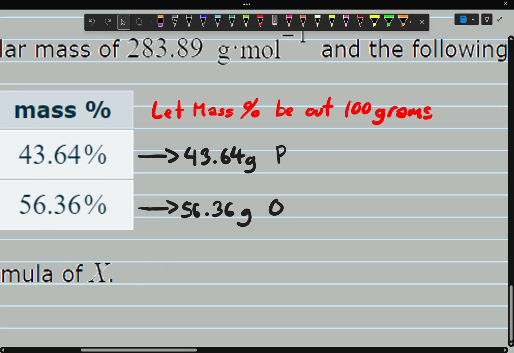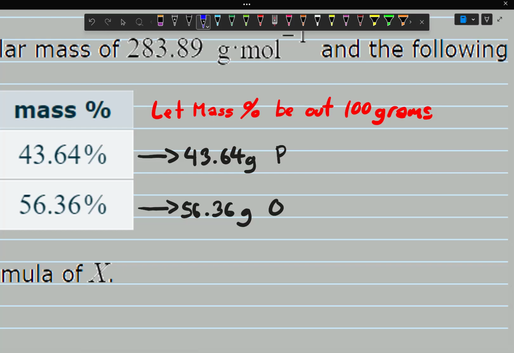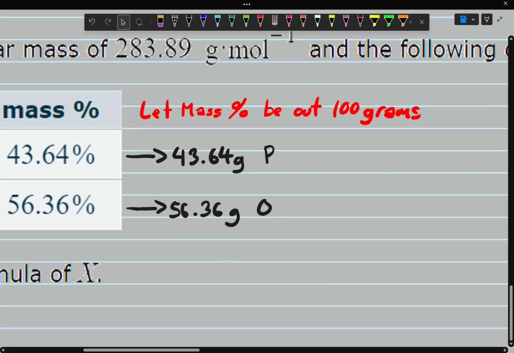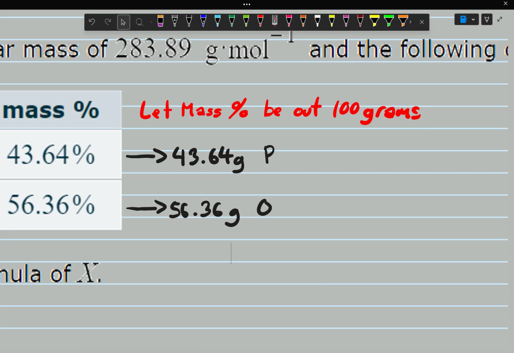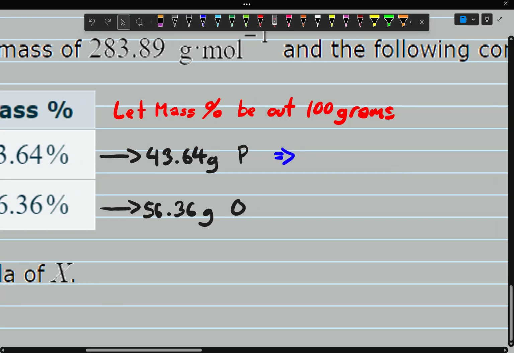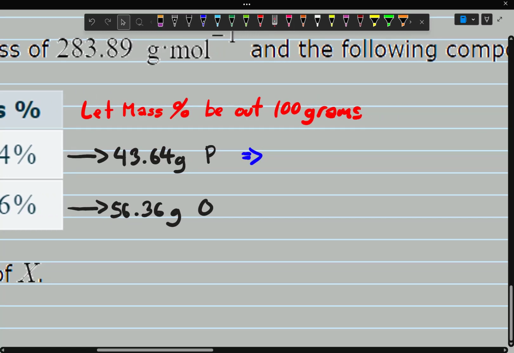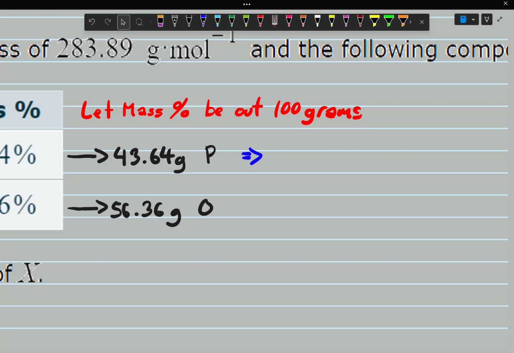Now what we can do is use the molar mass of each element to find the number of moles. So, phosphorus, if we check the periodic table, has a molar mass of 30.973762. That's according to ALEKS, and we're just going to use the ALEKS value. If we want to find the number of moles of a substance, we can put number of moles on top and cancel with grams.